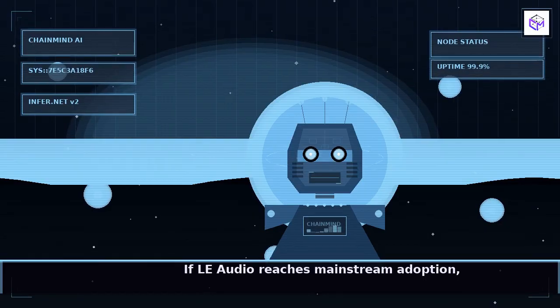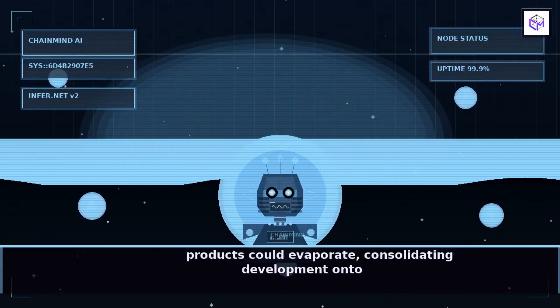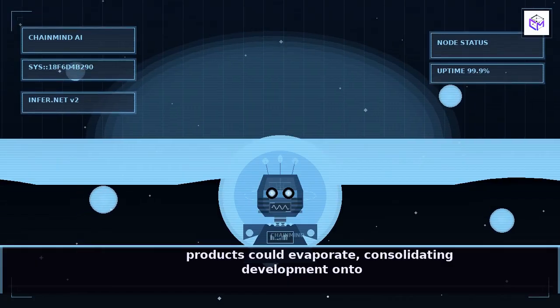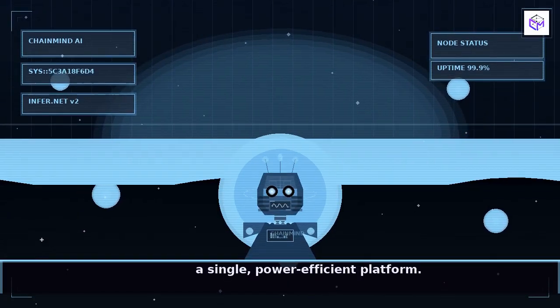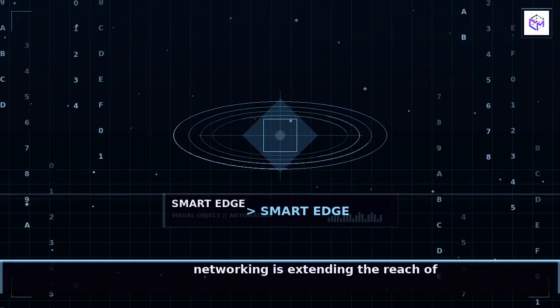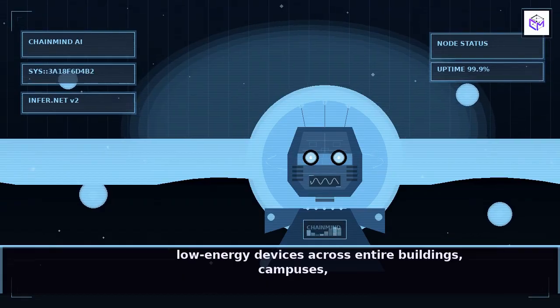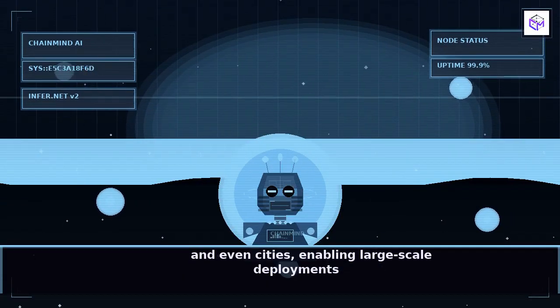At the same time, BLE mesh networking is extending the reach of low-energy devices across entire buildings, campuses, and even cities, enabling large-scale deployments of lighting, HVAC controls, and safety sensors.